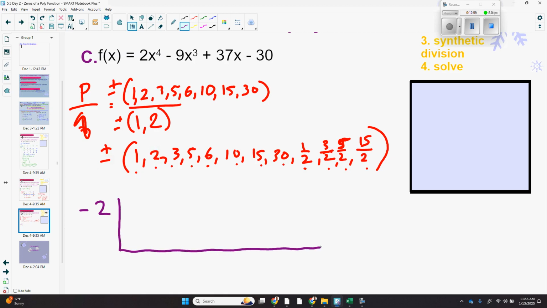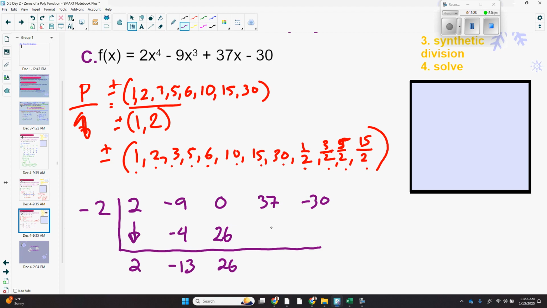And one thing I also have to be careful of is that we're missing our x squared term. They go straight from x to the third to x. So I'm going to say this is 2, negative 9, and I'm missing the x squared, 37, and negative 30. If I bring down the 2, we have 2. 2 times negative 2 is negative 4. This is negative 13 when I add. Times negative 2 is a positive 26. Plus 0 is still 26.